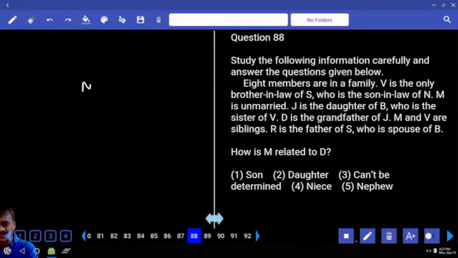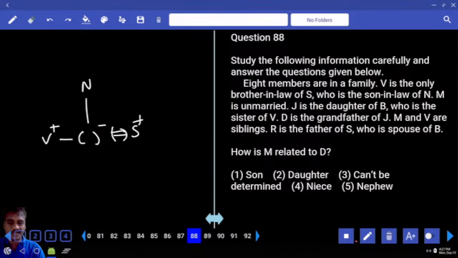S is the son-in-law of N, so who should come? N's daughter's husband. Yes, S is the son-in-law. And V is the only brother-in-law. So we can write it like this, 1 possible: S's spouse's brother. And V, this means these 2 persons are siblings.